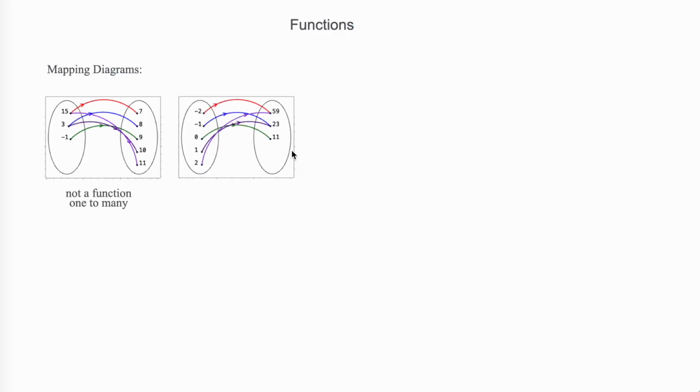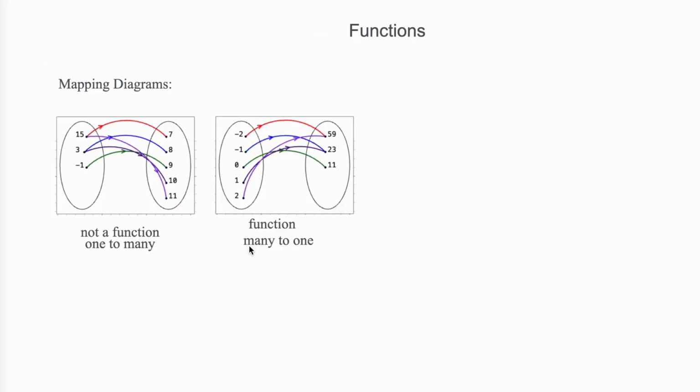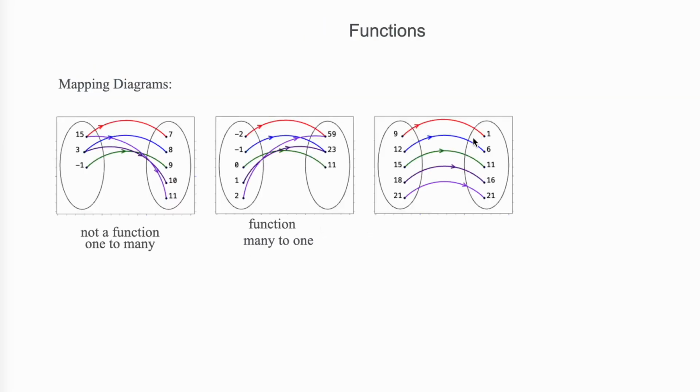Here, these are the x values, these are the y values. The negative 2 gives us 59. Also, the positive 2 gives us 59. This is a many to one. Because it's many to one, it is a function. For every x, we have exactly one y. This is a one-to-one function. It's a function because it's one-to-one.